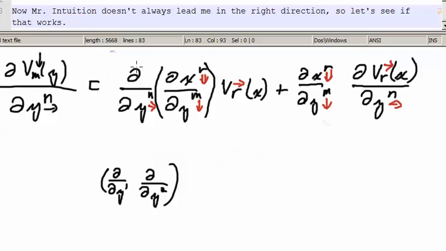You're probably clear on the idea that partial y with the index increasing to the right will look like del y1, del y2.